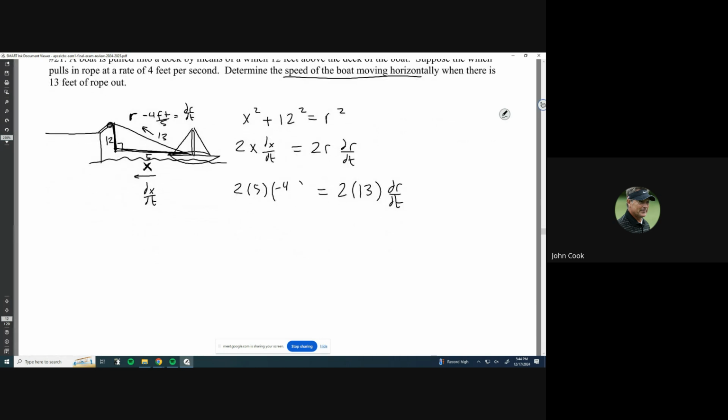So this just becomes a simple algebra problem now. Let's see what happens here. 2 times 5 is 10. 10 times negative 4 is negative 40. 2 times 13 is 26. So that means that the rope is going to be moving in the following. dr/dt is equal to negative 40 over 26, which then reduces down to, because both those numbers are divisible by 2, negative 20 over 13. And then I forget the units. Oh, it's feet per second. So that means that the rope is moving in at 20/13 of a foot per second.